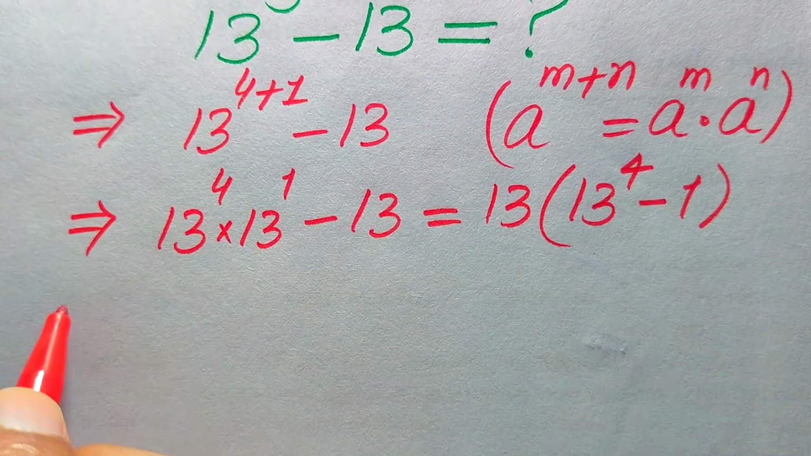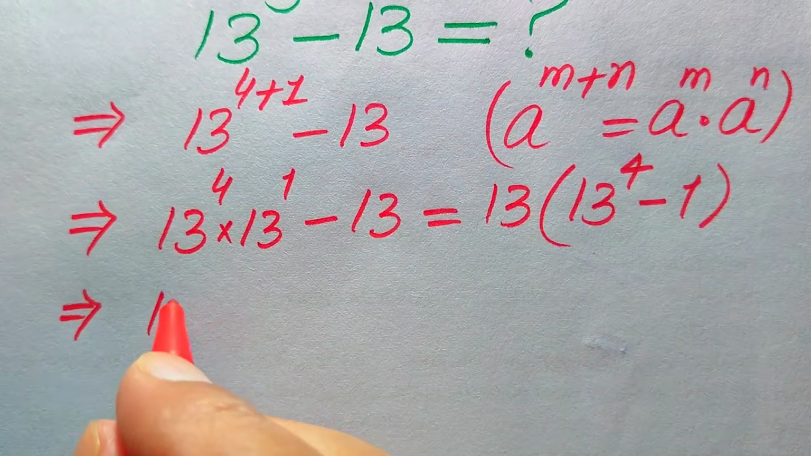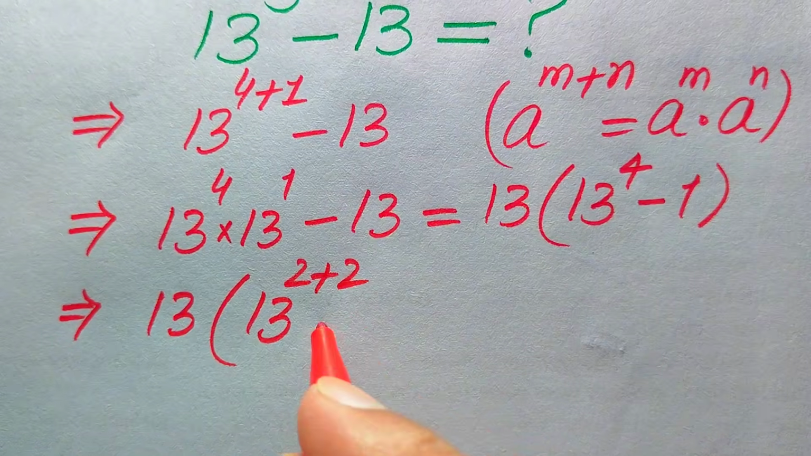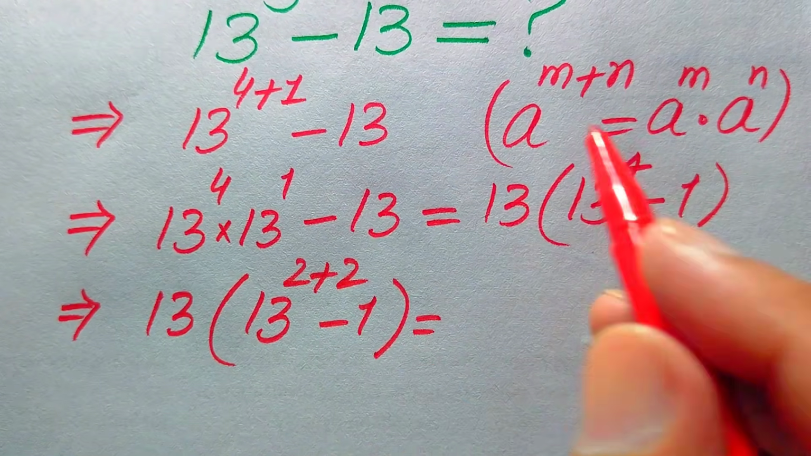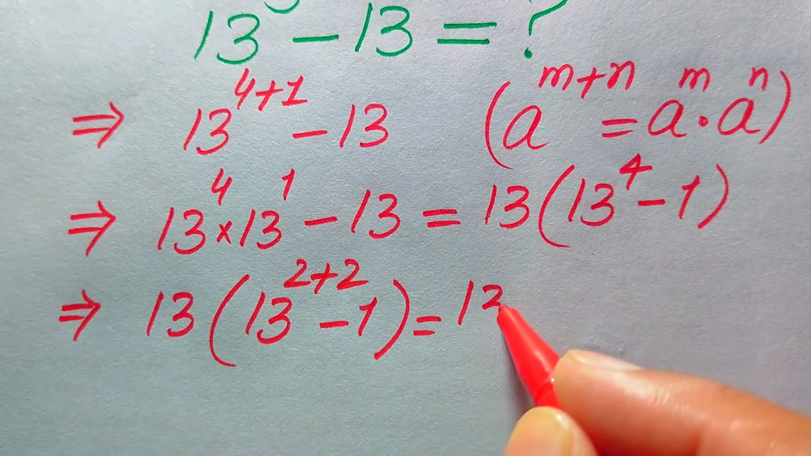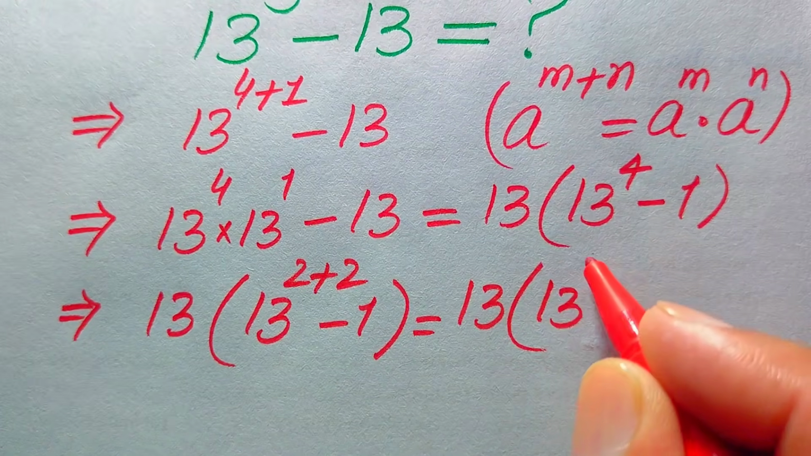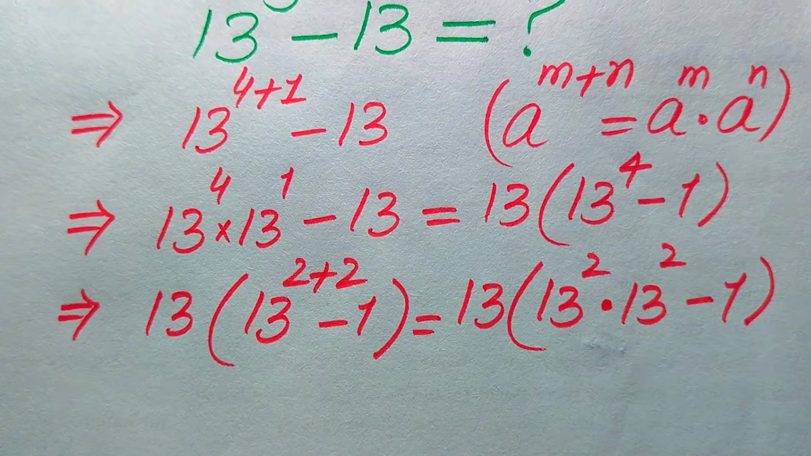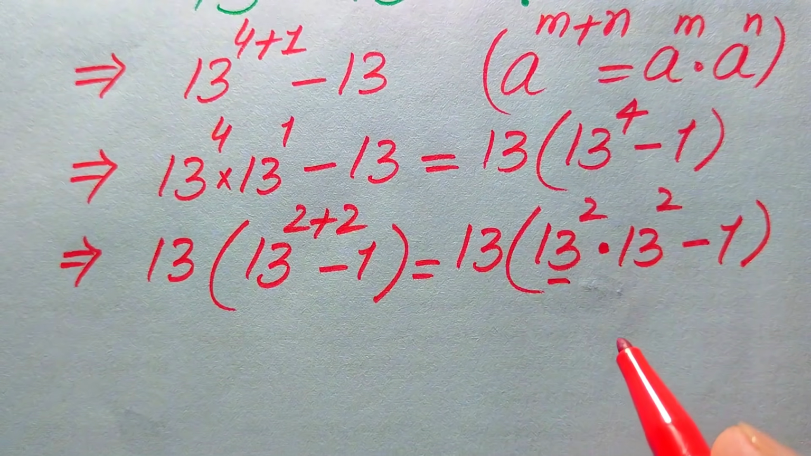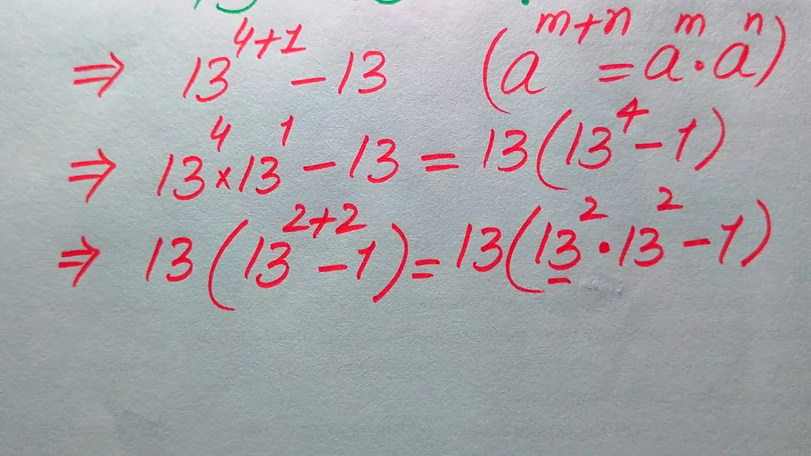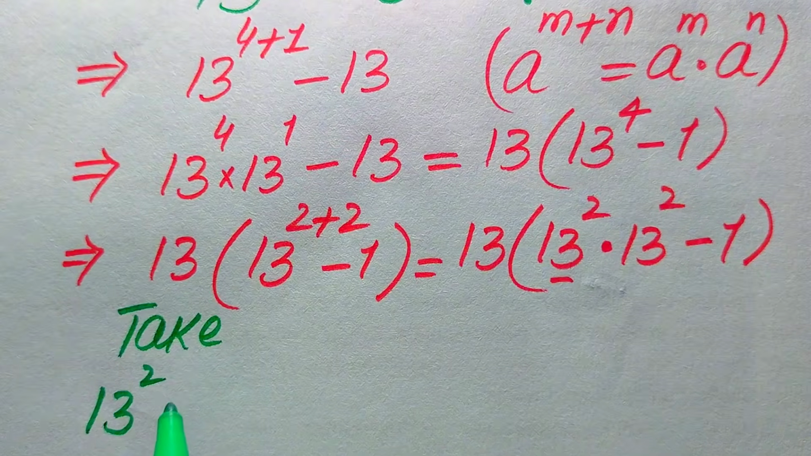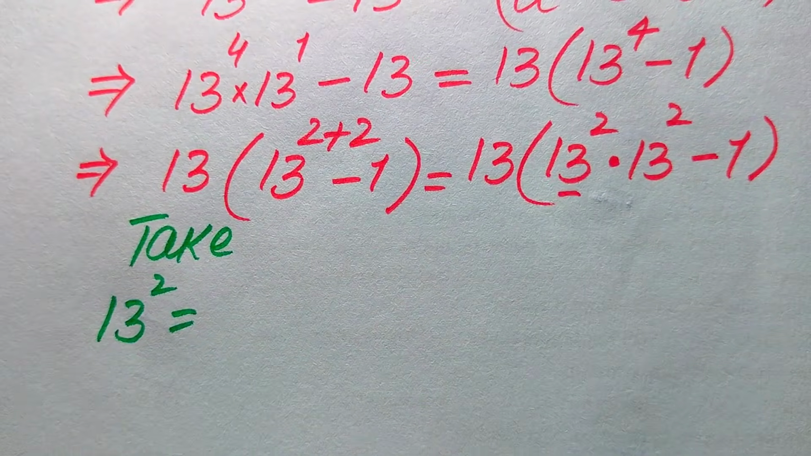So we again break this value as 13 to the power of 2 plus 2, minus 1. Then we again apply this nice formula, and we write it as 13 times 13 squared multiplied by 13 squared, minus 1. So now first we need to find the value of 13 squared, because you know that a calculator is not allowed in this problem. So that's why we need to do all of these steps.